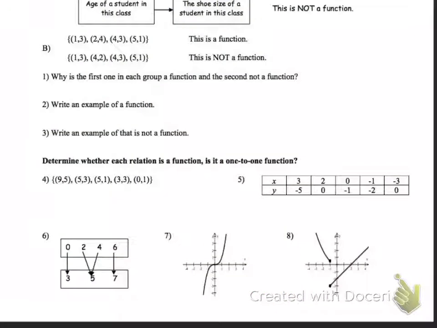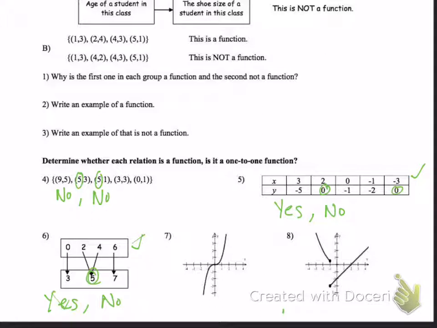Number 4, is number 4 a function? No, why not? Because of the 5s. So no to a function, which automatically means that it is what? Not one-to-one. So no and no. Number 5, is number 5 a function? Yes, because no x values repeat. Is it one-to-one? No, because of why? Yeah, I've got the two zeros. So it is not one-to-one. Number 6, is it a function? Yes, I have all different x values. Is it one-to-one? No, because the two 5s.